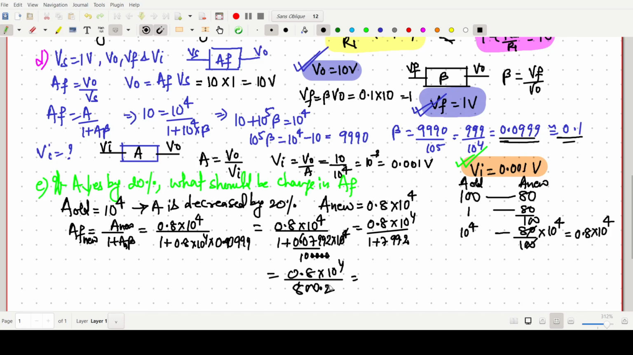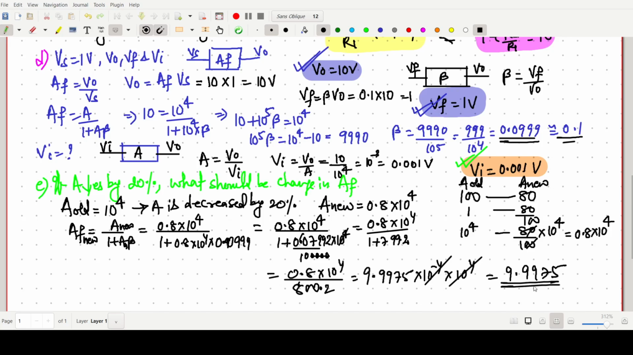800.2. Okay. So now if we divide 0.8 divided by 800.2, it will come 9.9975 into 10 to the power minus 4 into 10 to the power 4. So it should be cancelled out. So it should be 9.9975.